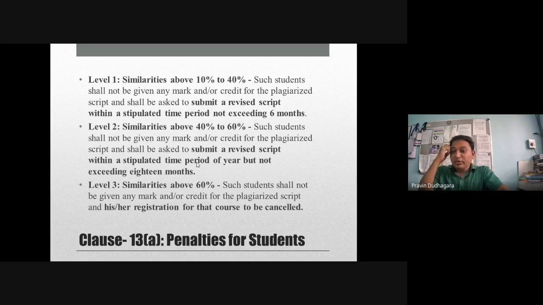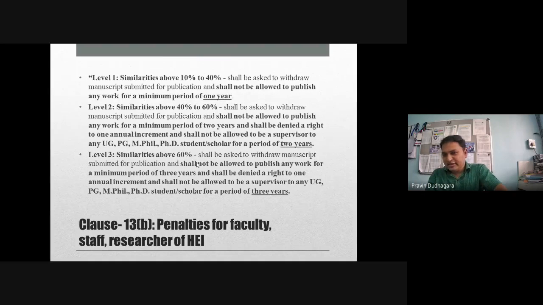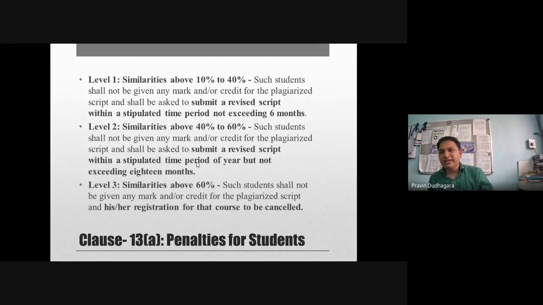Now there is a penalty for the student as well as for the teachers. For level 1 plagiarism, 10 to 40%, the students are not supposed to submit their project or script, and need to revise within 6 months or 1 semester. If it is 40 to 60%, such students shall not be given any marks or credits for the plagiarized script, and shall be asked to submit a revised manuscript within a stipulated period of a year, but not exceeding 18 months. If it is more than 60% plagiarism, level 3, the student shall not be given any marks or credit, and his or her registration for the particular course is to be cancelled.